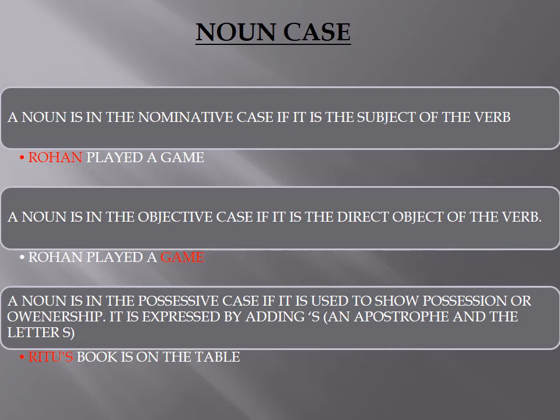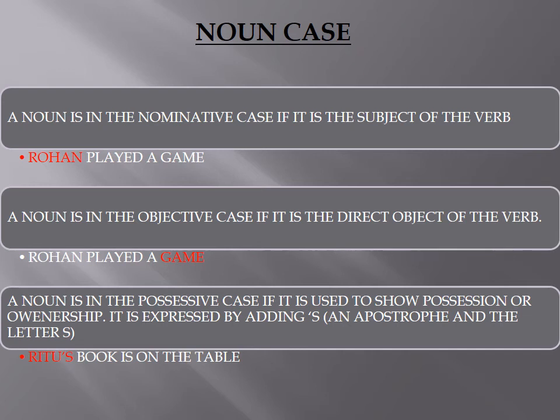Now, coming back to the nominative case of a noun. In a sentence, when the noun acts like the subject of the verb, then it is in the nominative case. For example, Rohan played a game. What is the subject of the sentence? Rohan. Hence, Rohan, which is a noun and the subject of this sentence, is in the nominative case. We'll go through more examples in the exercises to understand it better.